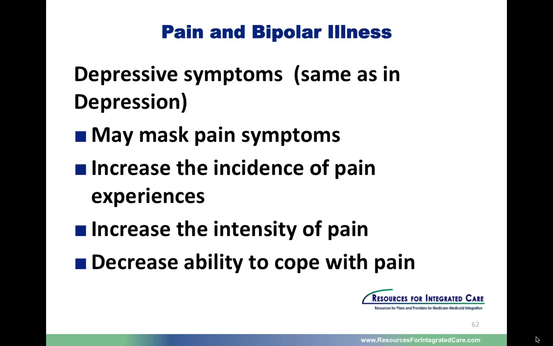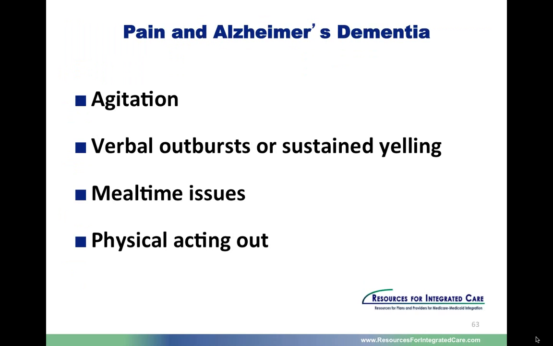Depressive symptoms are exactly the same as in major depressive disorder. The depression can mask the pain symptoms because a lot of the symptoms, as the fabulous Dr. Trigoboff said, look like they could be pain symptoms or they could be depressive symptoms, and we have to be able to pull that out. They increase the incidence of pain experiences because of the way we're wired as human beings. We actually will feel pain more acutely when we're depressed, and when we're in pain, we're more likely to get depressed. So those two things start to fall together. There's an increase in the intensity of the pain, and there's a decrease in the ability to cope with the pain.